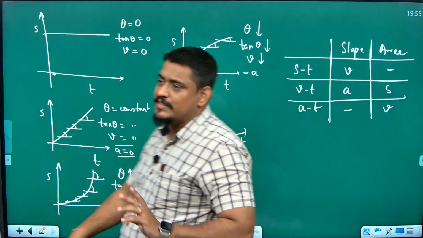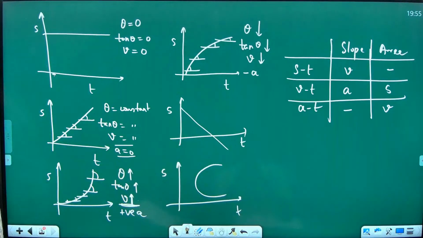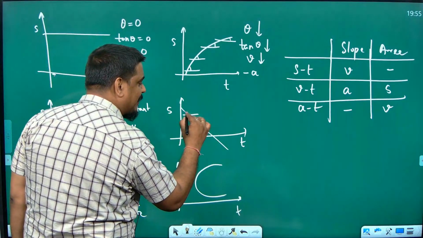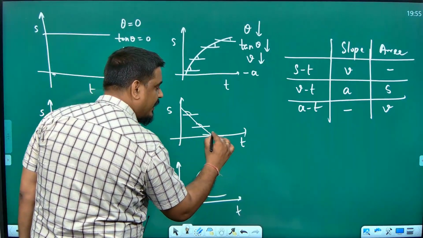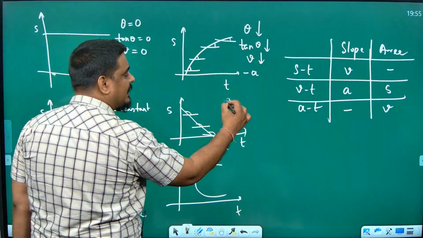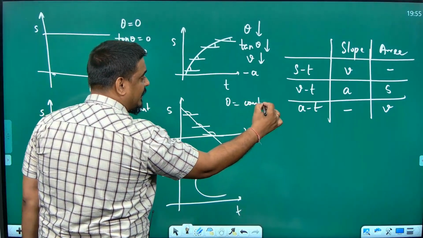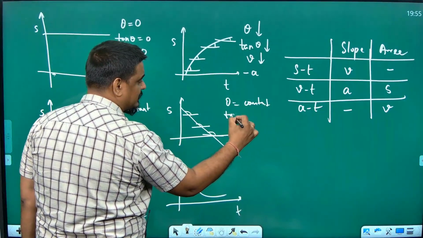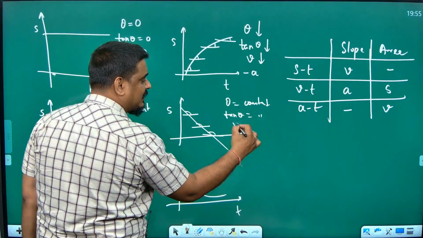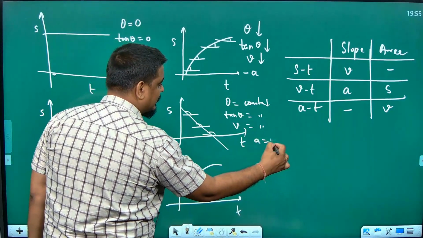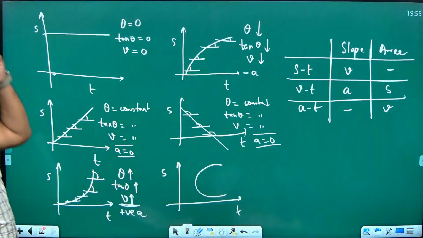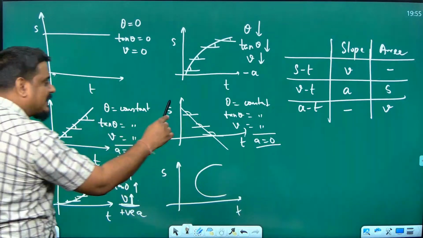Next, when I come to this graph if you see, once again theta is constant, am I right? If theta is constant, tan theta will be constant, and if tan theta is constant, velocity will be constant. If velocity is constant, acceleration is 0. Oh, very good. Does it mean that this graph and this graph are same?